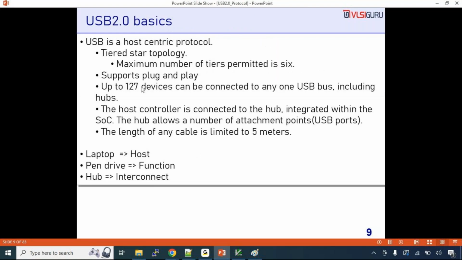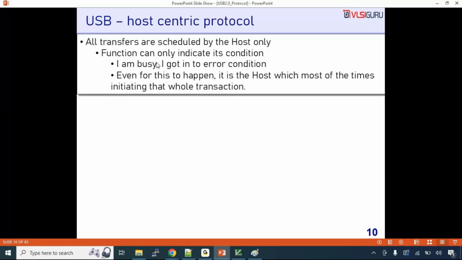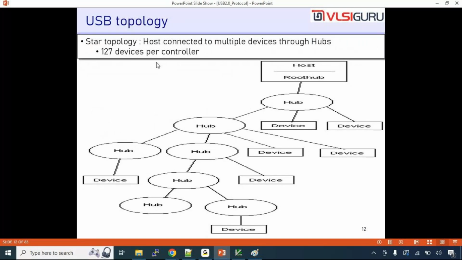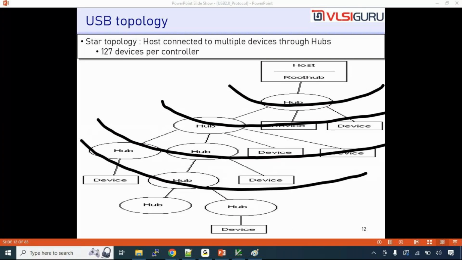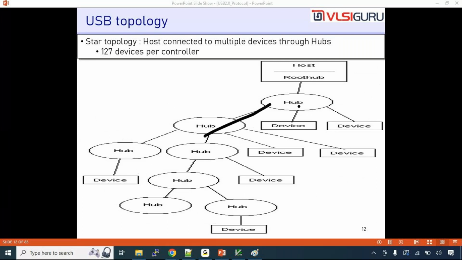I hope you understood why we call USB a host centric protocol. Next, USB is a tiered star topology. Tiered means multi-tier. Let's understand what is meant by multi-tier star topology. Can you understand this diagram? How does this diagram look? This is called tier 1, the first level. This is the second level. This is the third level. This is the fourth level. These are the fifth level of devices. Can you see that tiered topology? And it looks like a star, right? So the connections look like a star.